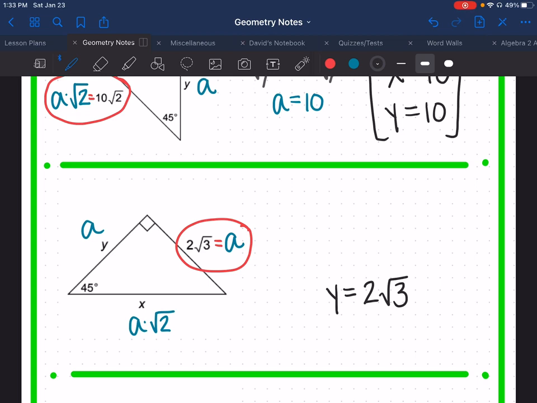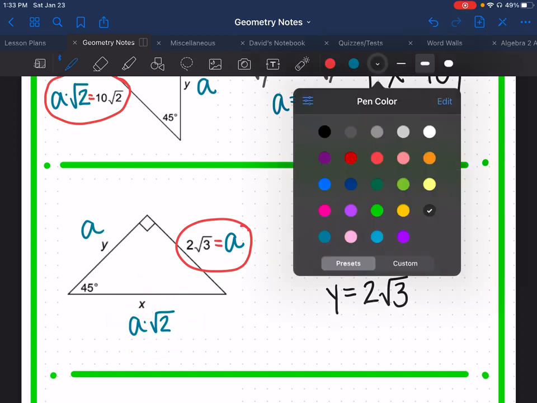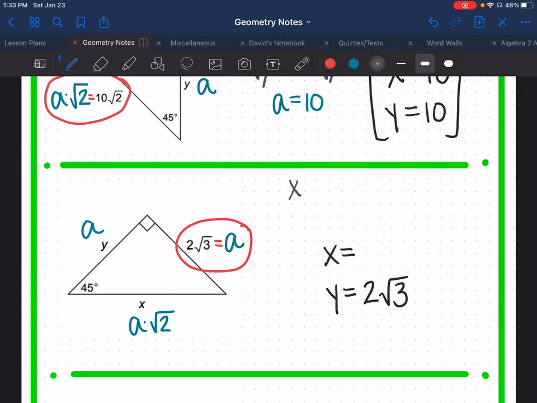X is going to be a little bit trickier. I'm actually going to have to do some work. Okay, so I left some space up above so I can actually do my work. Now, take a look here. X is equal to A times the square root of 2. So let's change our pen color here and let's do some work. This is what it says down below. I know that A is really 2 times the square root of 3.